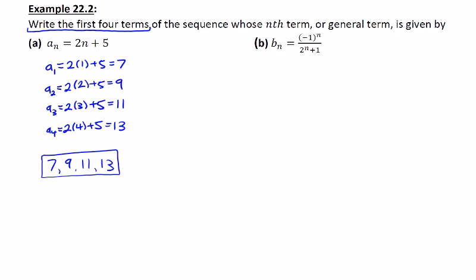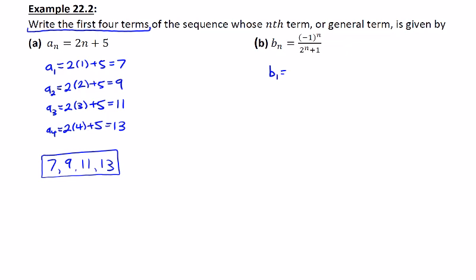On part B, I have another sequence defined, and it is B_n. This is analogous to what we did in the previous sections with f of x and g of x, or h of x and k of x. It's just a way of naming the function. B_n is just another name for the sequence, which is a type of function. So again, we're going to be substituting in the first four natural numbers.